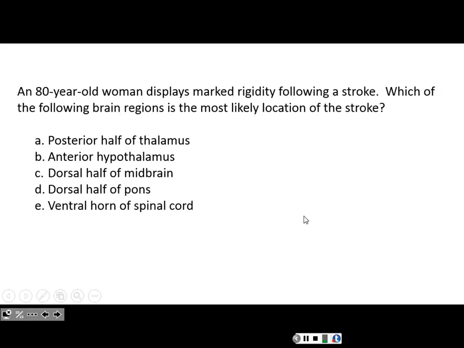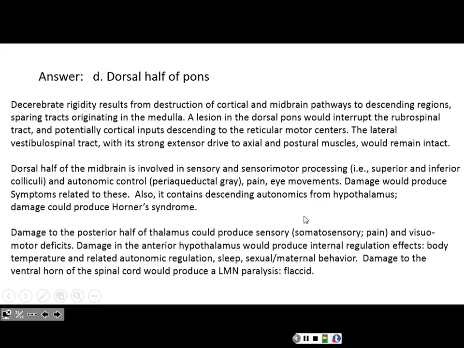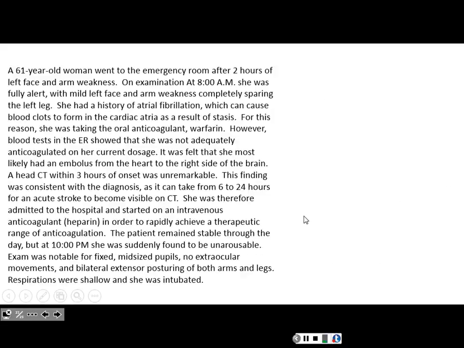Does that make sense now? Okay. Dorsal half of the pons. And that explains it again if you want to go through that. Okay, so one more.